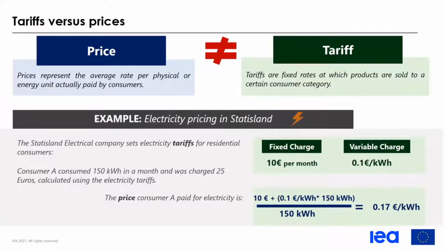The total bill is the sum of fixed charges, 10 euros in this case, and the variable charges, which are 0.1 euros per kilowatt hour times 150 kilowatt hours. The total paid is 25 euros. The total now should be divided by the energy consumed, which is again 150 kilowatt hour. This gives the representative price for this consumer, which is 0.17 euros per kilowatt hour.